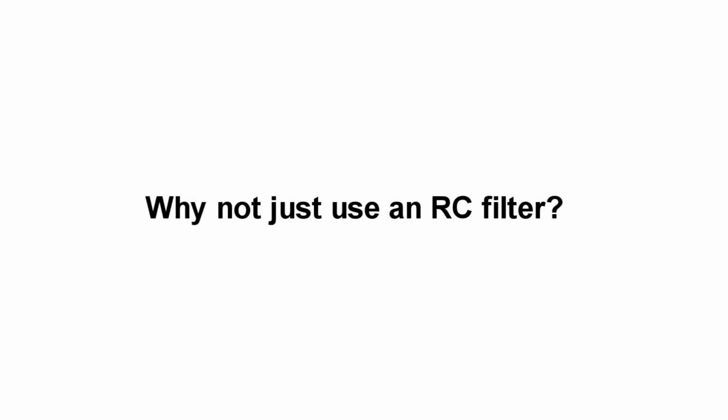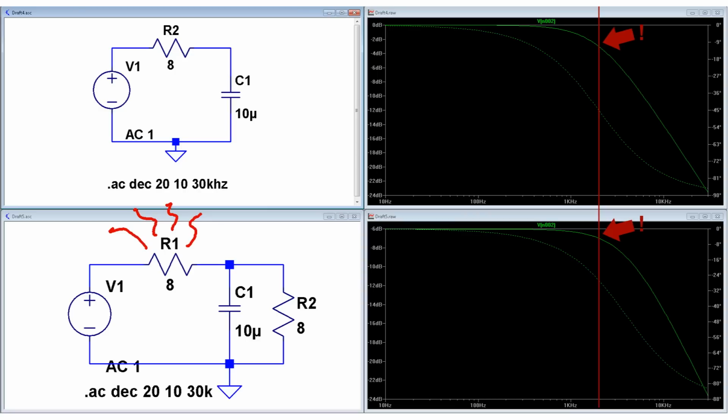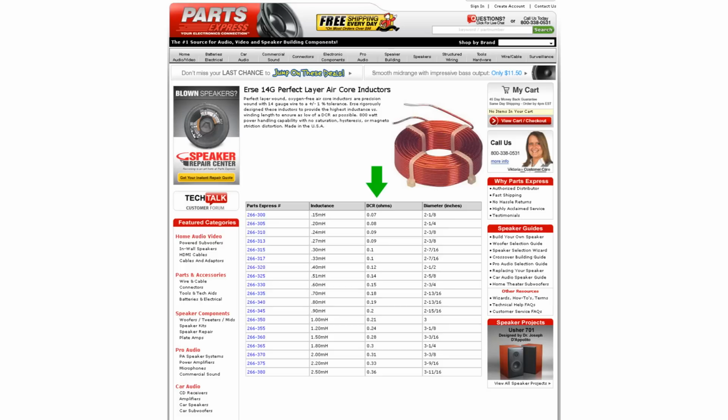Now you might be thinking, what's the difference between this and an RC filter? Well, if you try to push more than a few milliamps through an RC filter, you get significant power losses. But with an inductor-based filter, the DC resistance of the inductor is almost zero, so you can draw a lot more current. Alright, that's it.